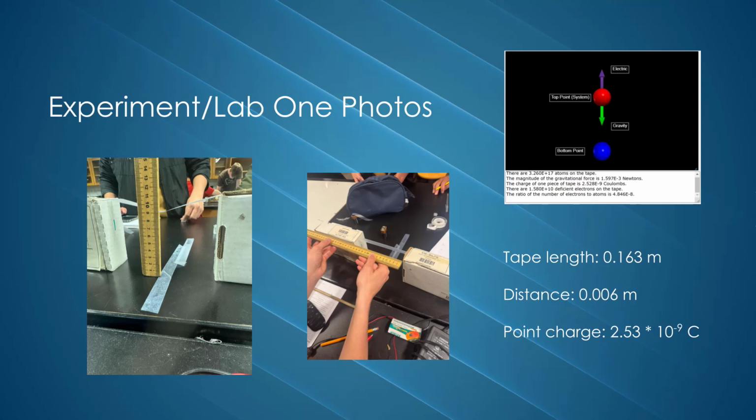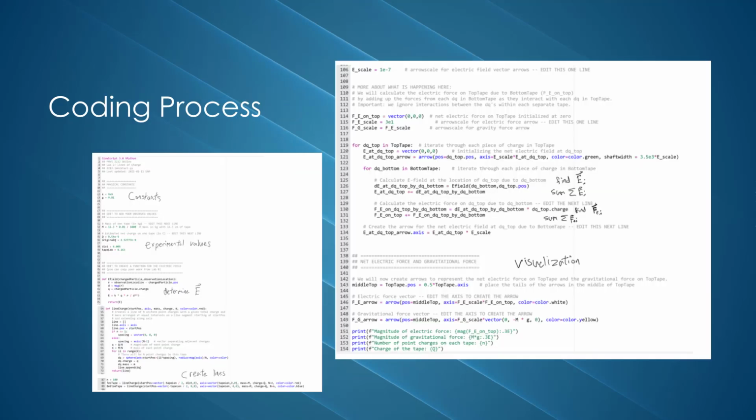In the lab where we assumed the point charge, we found there was a charge of 2.53 times 10 to the negative 9 coulombs. Our computational model for this lab begins similarly. We'll set all of our constants and experimental values on the left. We will also create lines of point charges. In this case, we'll have 100 point charges per line.